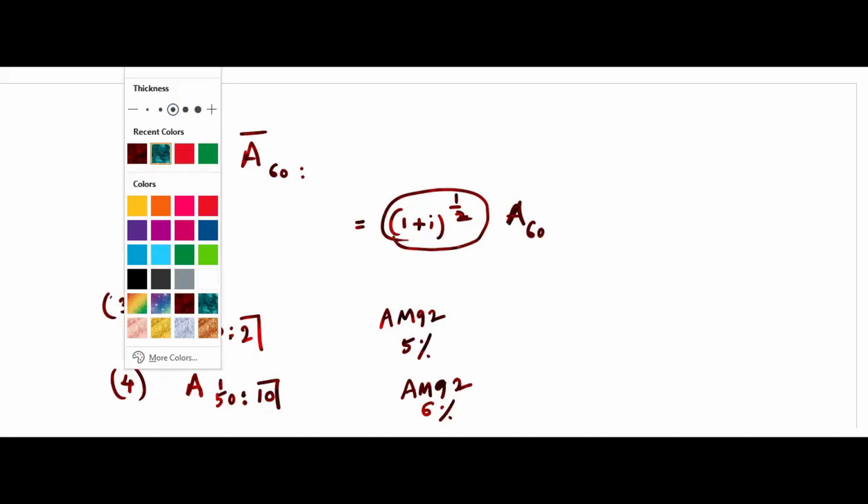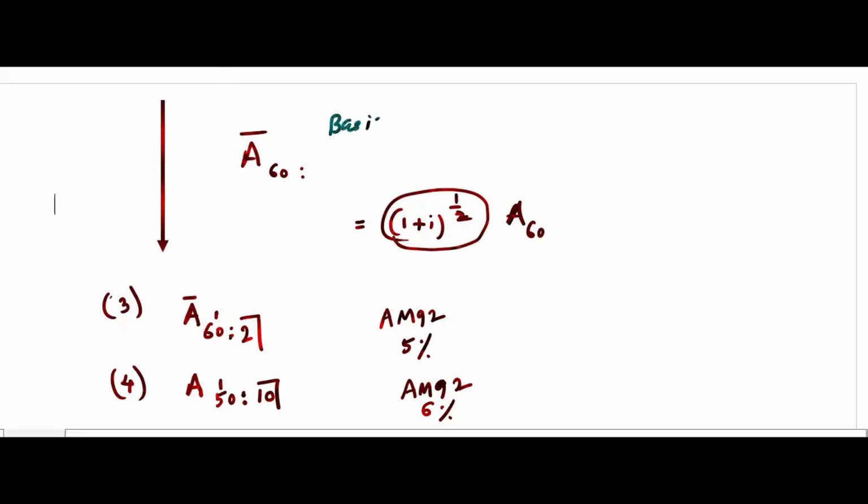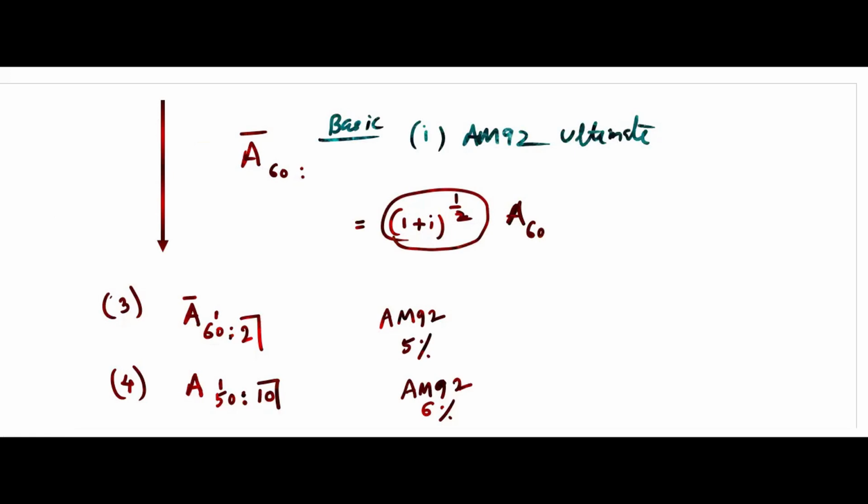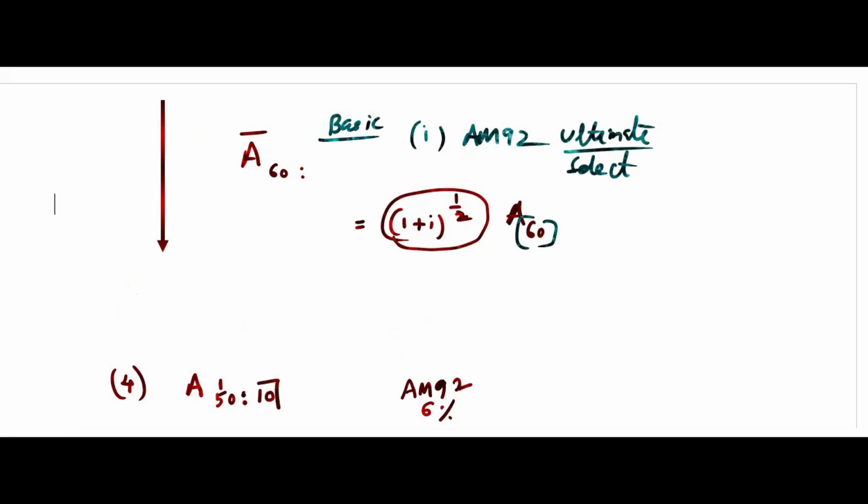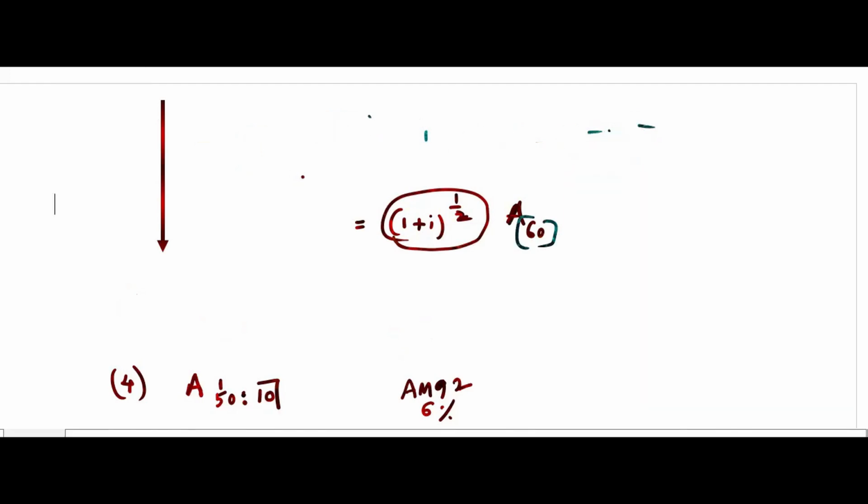And always you have to watch for the basis. In the basis, you will see, if it's given like this, AM92 ultimate, then normally you have to do no bracket. Here, if you see select all, that means you have to use select mortality. Now A50:10, if you add, it will be 60. So you have two choices here. AM92 6%, because they are given in the table.